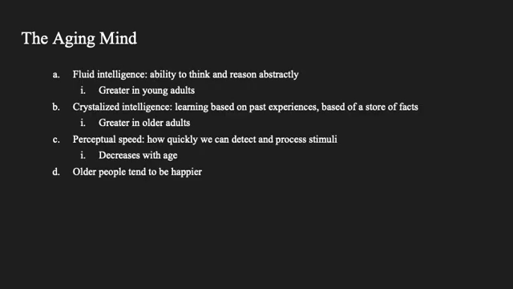Fluid intelligence, ability to think and reason abstractly, is greater in young adults. Crystallized intelligence, learning based on past experiences and a store of facts, is greater in older adults. Perceptual speed, how quickly we can detect and process stimuli, decreases with age. Older people tend to be happier.